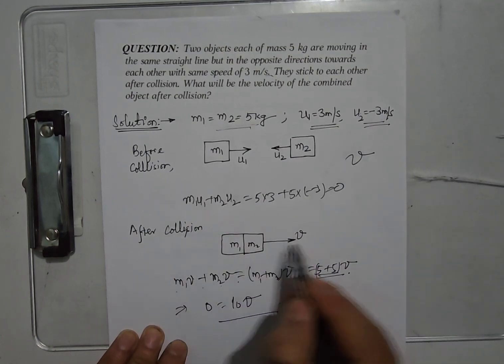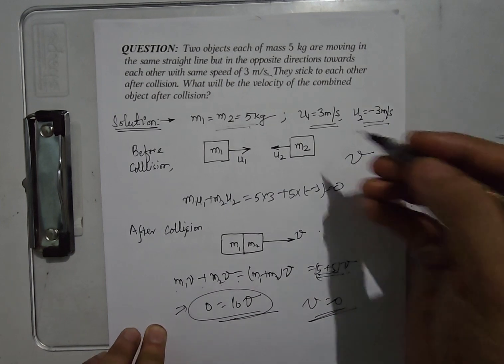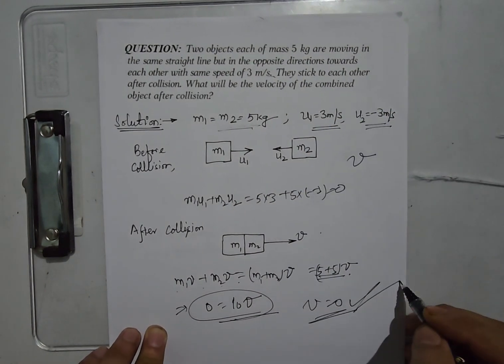फाइनल वेलोसिटी मैंने असूम किया है v, तो 0 is equal to 10v, means you can say v is equal to 0. तो फाइनल मोमेंटम ऑफ द बॉडी आफ्टर द collision would be equal to 0. So this is the solution for this question.